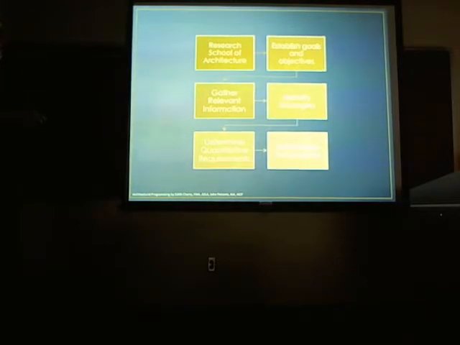You start out with the client telling you what their goals are. In order to meet the client's goals, you collect information appropriate to those goals, you identify strategies for achieving those goals, and then you presumably develop the space program based upon that, and you summarize it in a document.